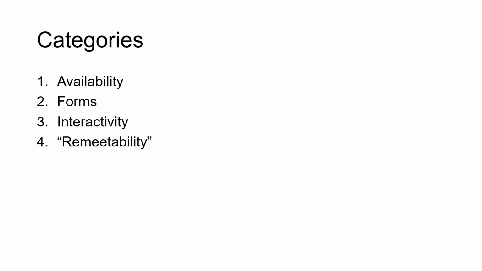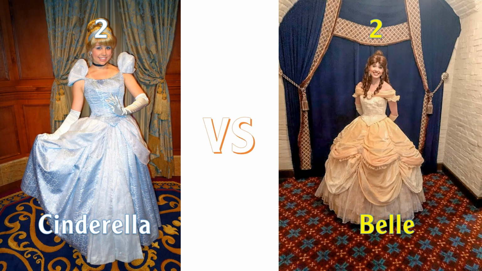Number 4, remeetability. Now, remeetability can go in a million different directions with these two. However, the point here, I feel, goes to Belle, because especially if you bring some books with you, then you two can go on and on about that book. Whereas Cinderella doesn't really have anything to diversify the interactions with.